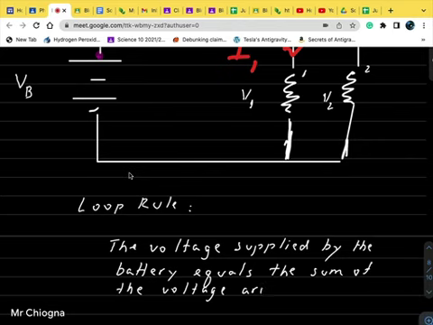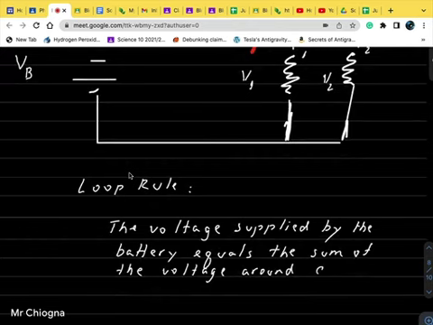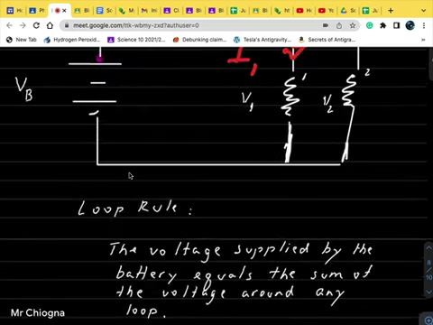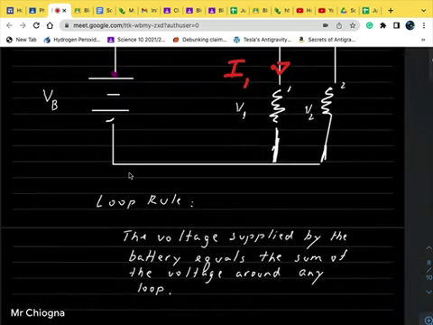The sum of the voltage around any loop. And I need to actually make that diagram just a little more complicated. Voltage around any loop. Usually it's a rectangular loop. Not always, but... Okay, so I'm going to make this diagram just a little more difficult so that it makes a little more sense. I'm just going to add on, sorry about that, but when you're drawing these diagrams, use pencils.